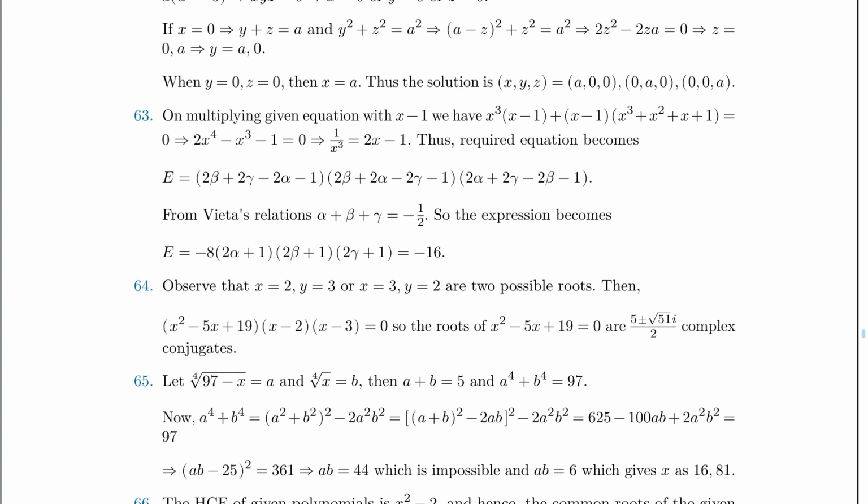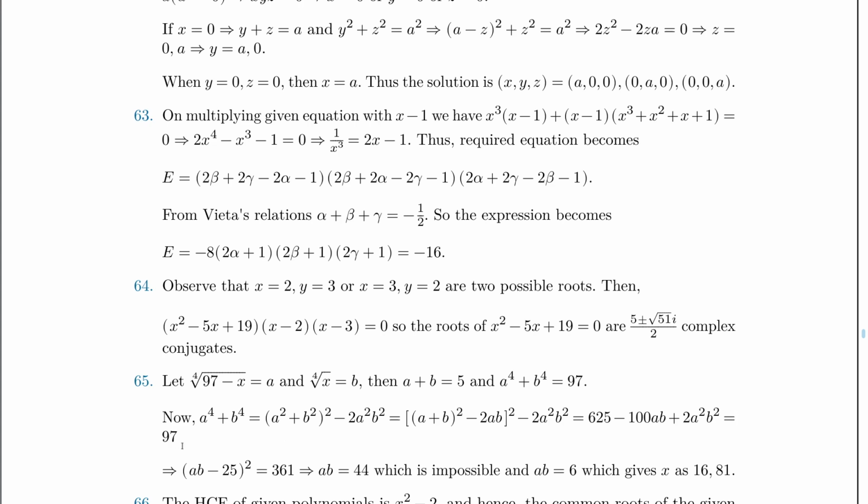Once we have that, we know that a to the power 4 plus b to the power 4 is (a square plus b square) whole square minus 2a square b square. Again, a square plus b square is (a plus b) whole square minus 2ab. So (a plus b) whole square is 5 square, that is 25, minus 2ab. So this we square and further we evaluate, we get 625 minus 100ab plus 2a square b square is equal to 97.